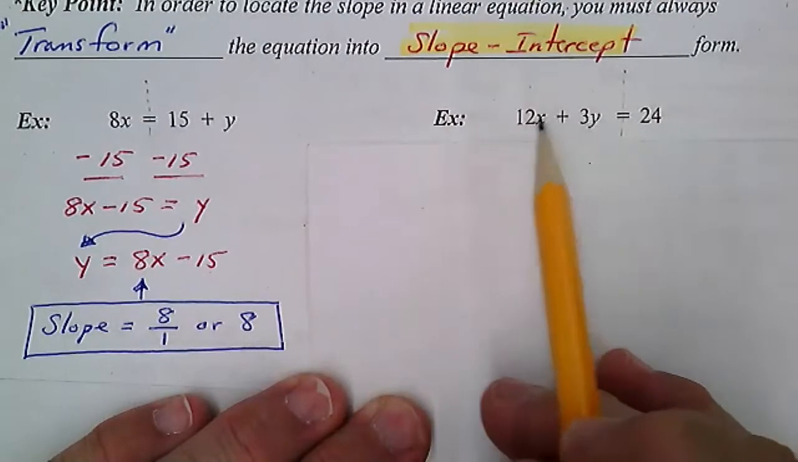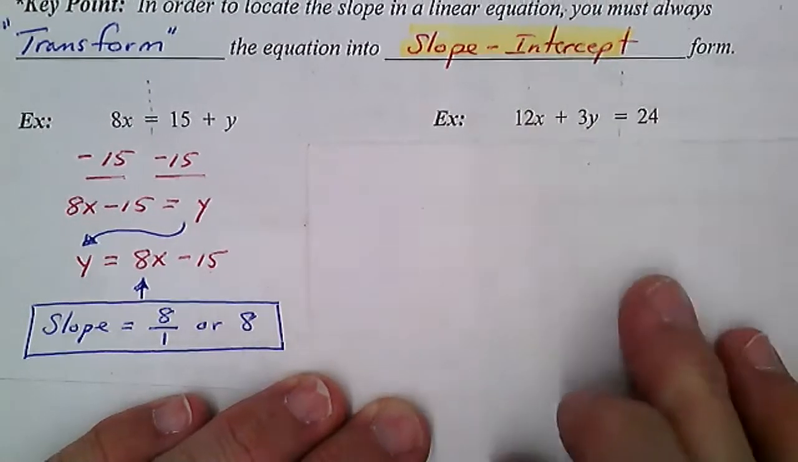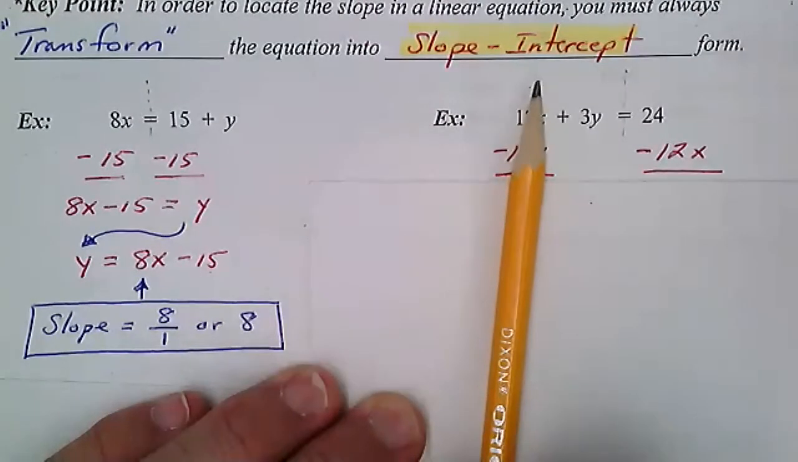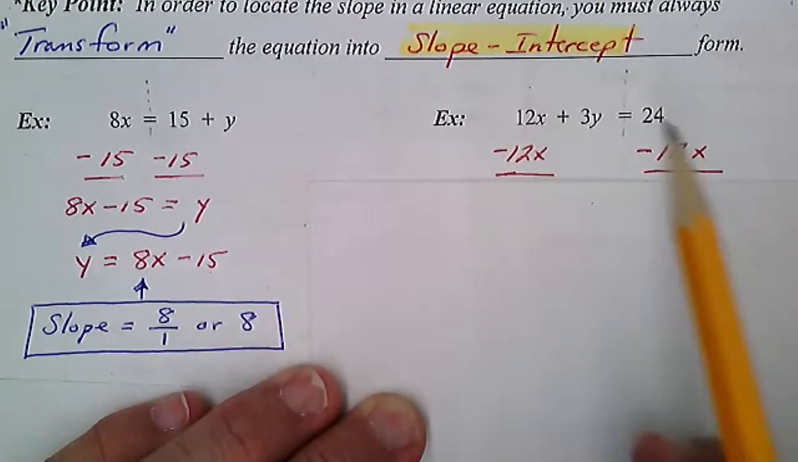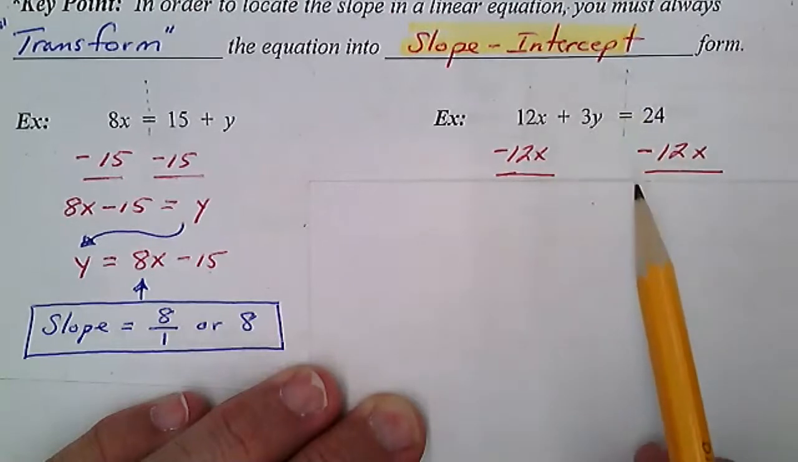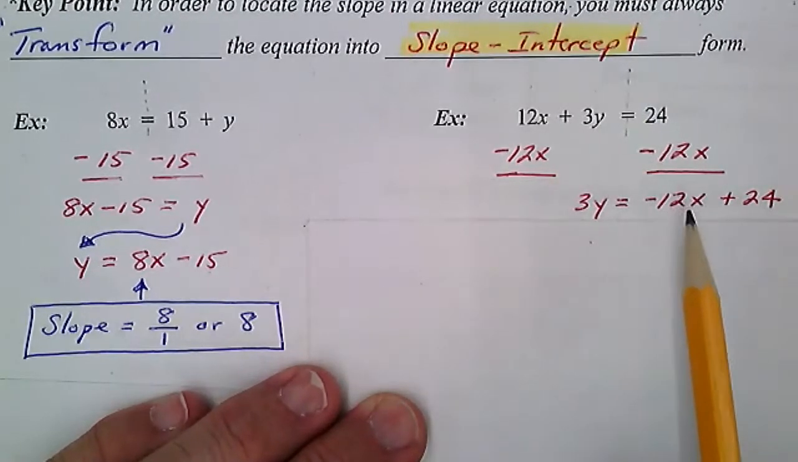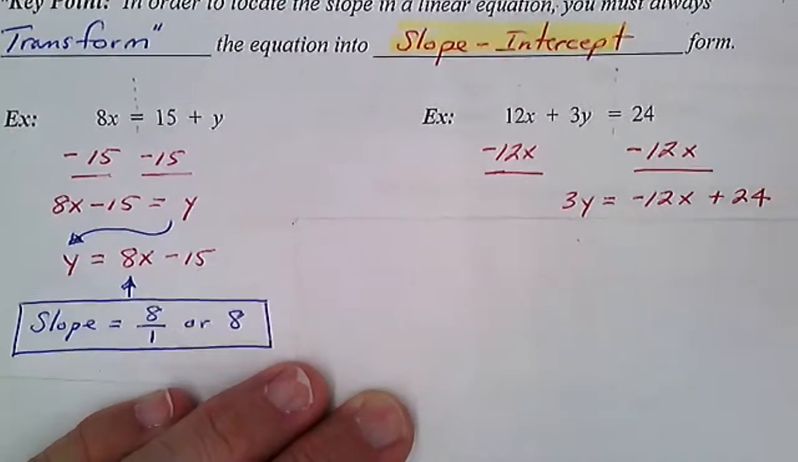So the first thing we want to do is get rid of this 12x. So we're going to subtract 12x. This cancels right there. That's gone. So now I'm going to have 3y is equal to negative 12x plus 24.